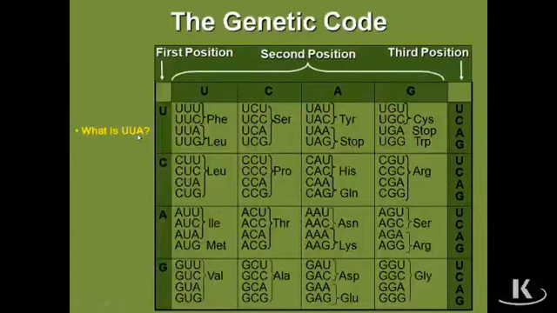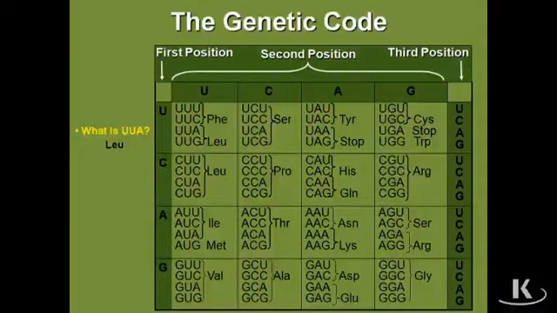So what is UUA? The first position is U. So we're narrowed down to this top box of 16. The second position is U. So we're narrowed down to this box of 4. And then the third position is A. So we're narrowed down to right here. And we can say that UUA is going to encode the amino acid leucine.